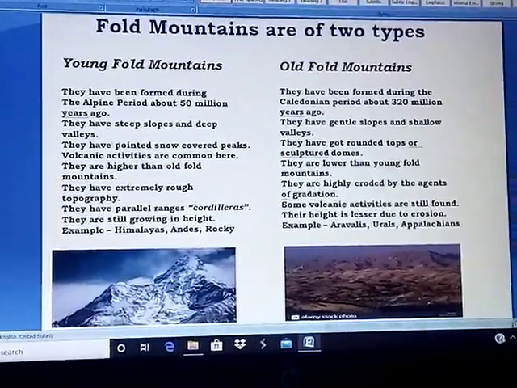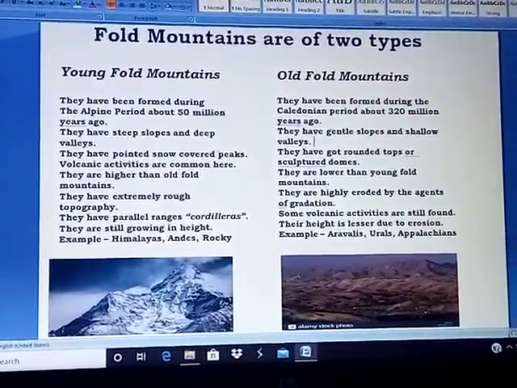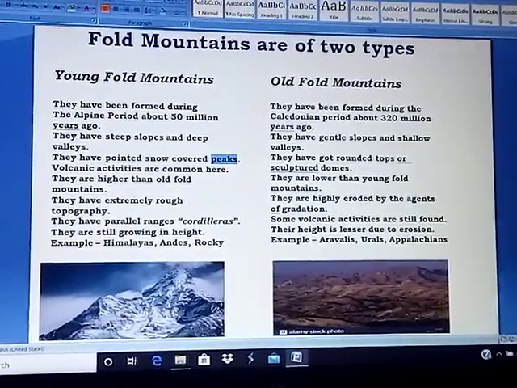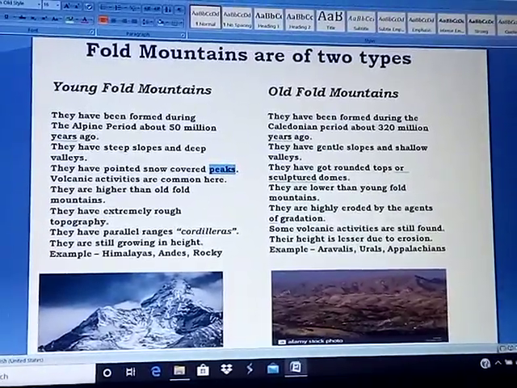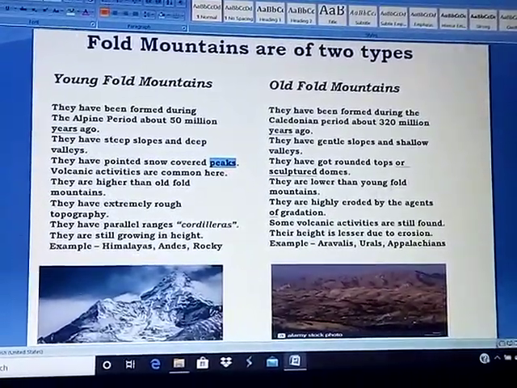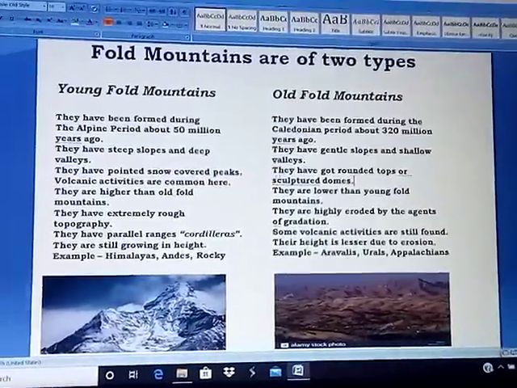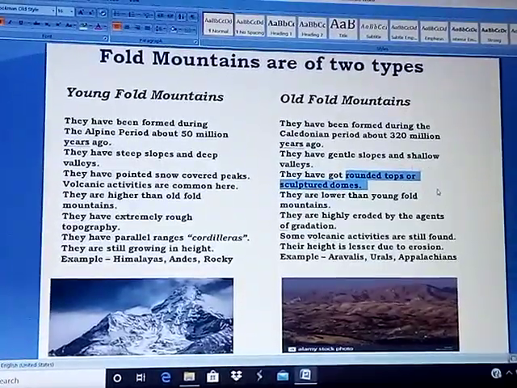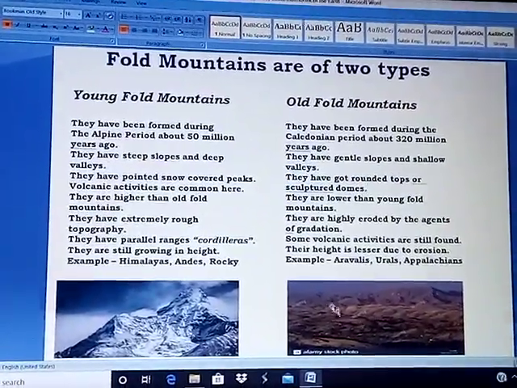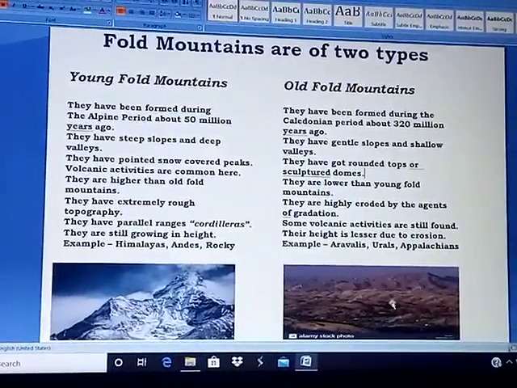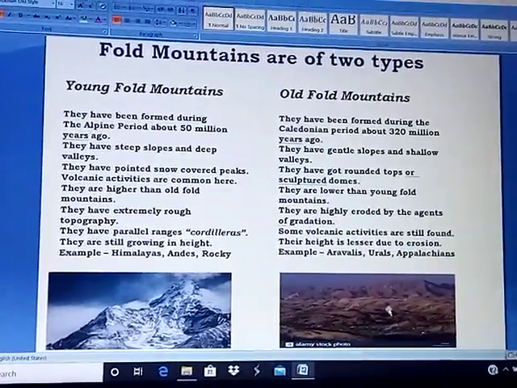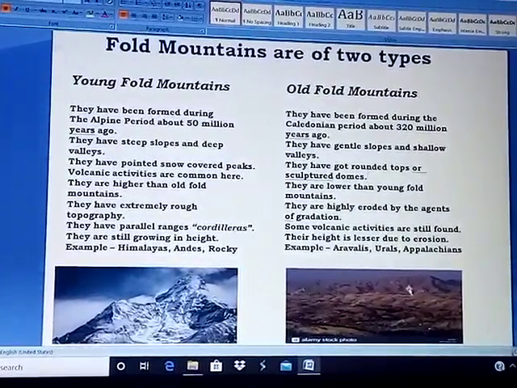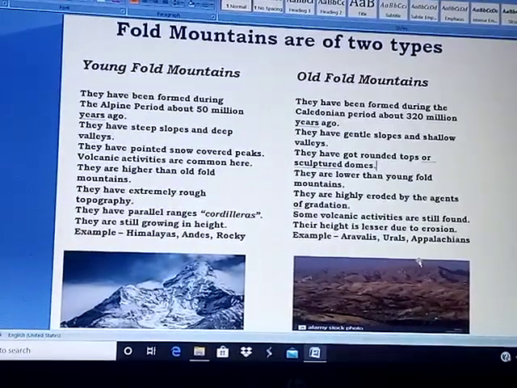Young fold mountains have pointed, snow-covered peaks. Can you see in the picture? Snow-covered peaks. They're too high, and that's why snow falls. On the other hand, the old fold mountains have got rounded tops, sometimes called dome shape. This is actually the picture of Aravalli, which is an example of old fold mountains. It is actually dome shape. Have you seen a mosque? The top of the mosque has got a dome shape.